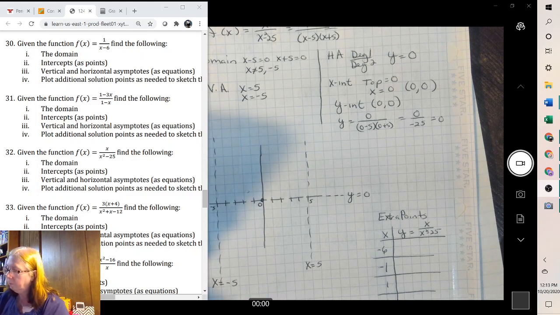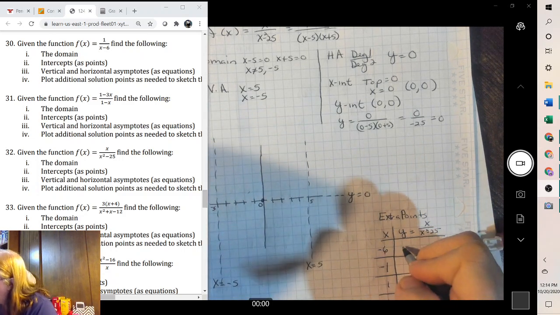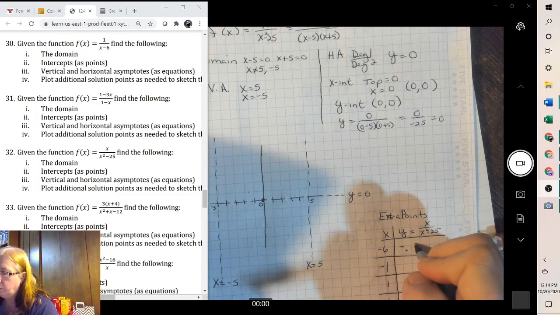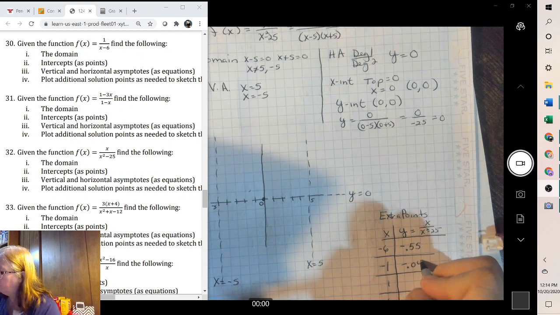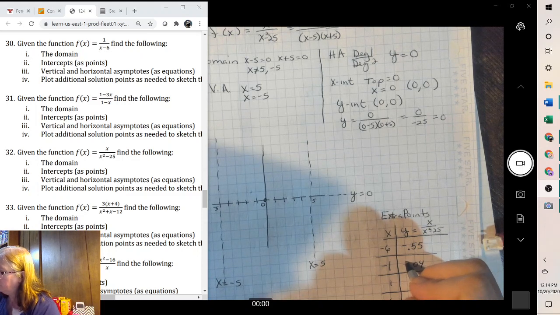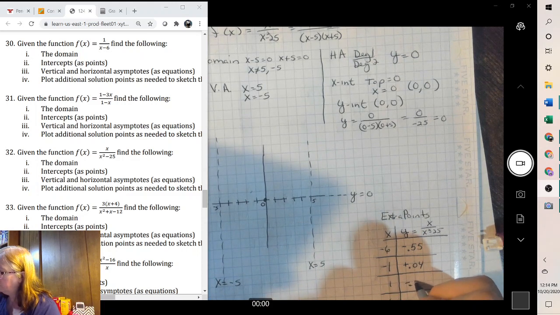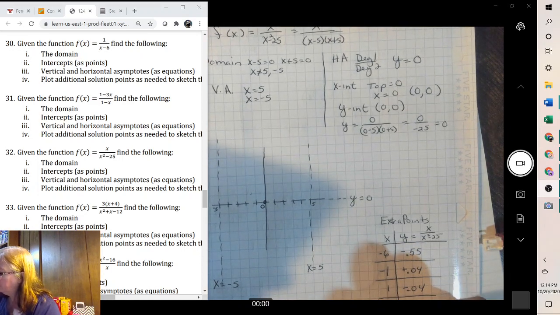So I need -6, -1, 1, and 6. So you're just plugging them into the original, and I get a negative point, and I'm just going to round it, 5, 5. I get a -0.04. I get, whoops, this one's positive. This one's negative. And +5, 5.